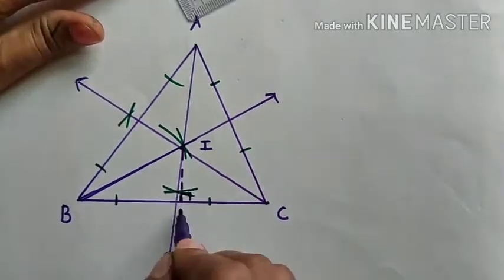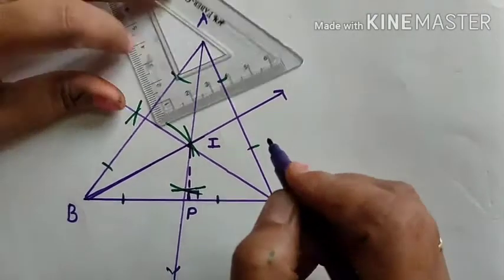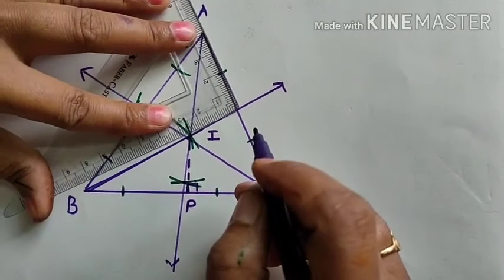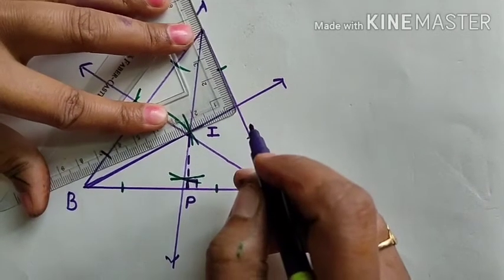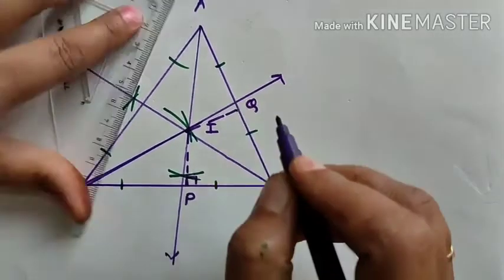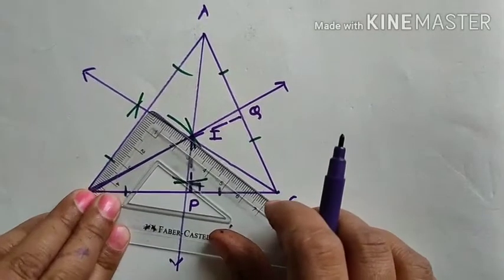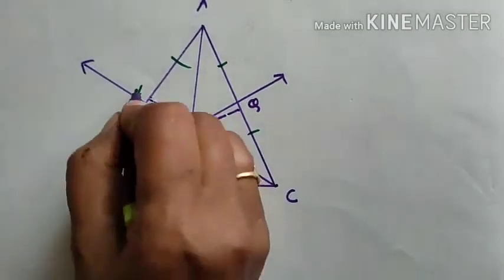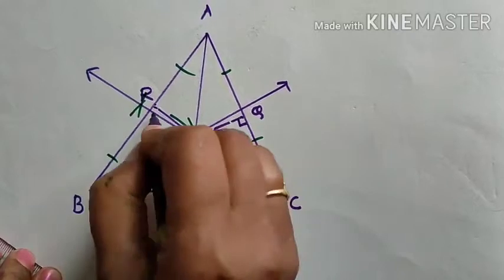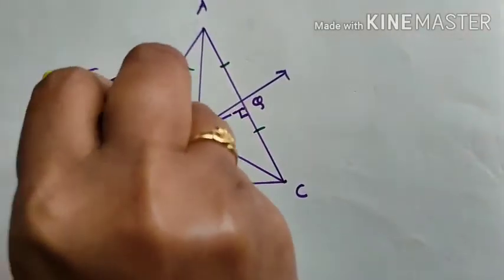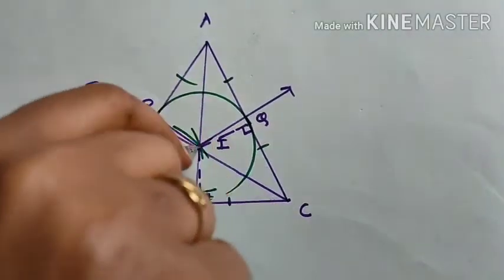Draw perpendiculars IP, IQ and IR as shown in the figure. Check whether the distances IP, IQ and IR are equal. You will find IP, IQ equal to IR. So we can draw a circle there.